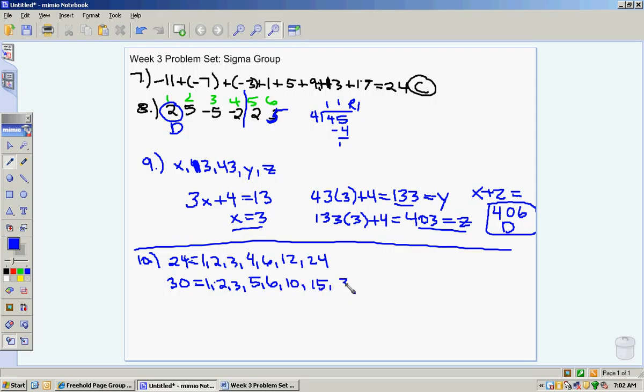Well, they both start out exactly the same with the 1, 2, and the 3. And then they both have 6's in them as well. So the intersection of A intersection B, that's the symbol they use, the upside down U, is just 1, 2, 3, and 6, which is answer choice A.